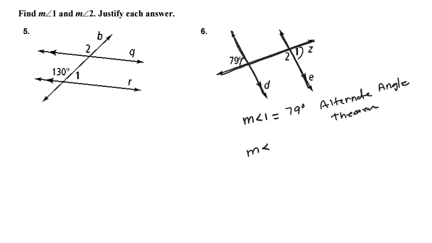The measurement of angle 1 will be, of 2, 101. And that's definition of linear pair. You notice that angle 1 and angle 2 share the same side, and that's a linear pair. We know that a linear pair will form a straight angle, and we know they're supplementary, so we found the measurement of angle 2, which is 101.